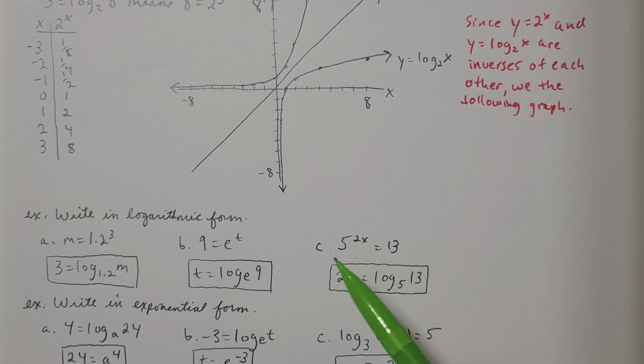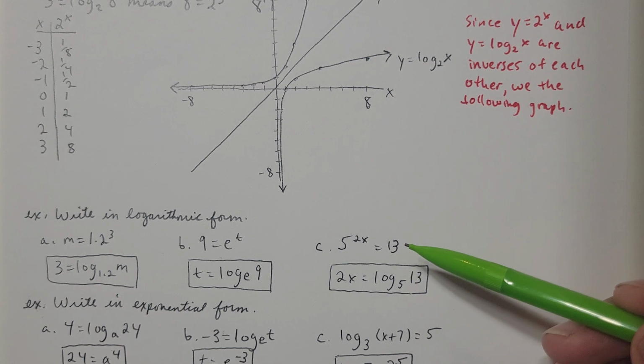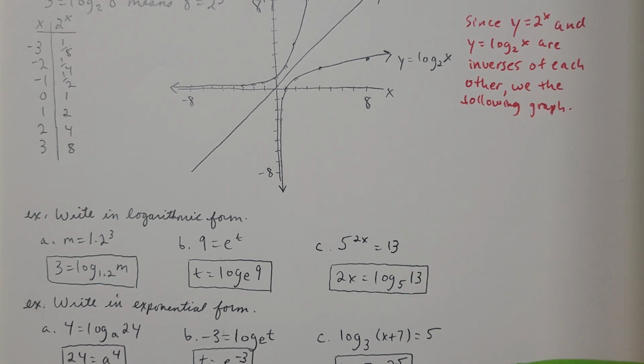What if we had the equation 5 to the 2x equals 13? Okay, we want to write that in logarithmic form. Well, so 2x, that's the y value, right? So 2x equals log base 5 of 13, where a is 5 and x is 13. Okay, now I'm not saying solve for x or do anything like that. All we're doing is changing one form to another form. Okay, so that'd be the answer there.